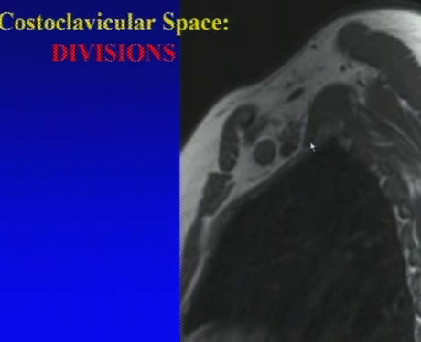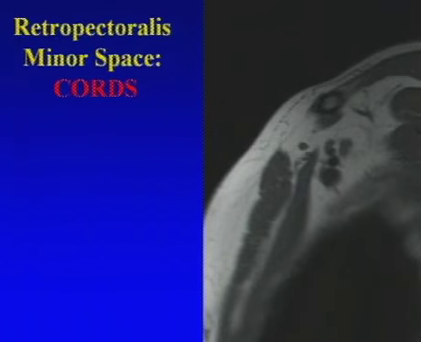And then as we move more laterally into the retropectoralis minor space, so we have the pec major muscle, pec minor muscle, and at this level, we start to visualize the chords. So here's the subclavian artery, subclavian vein. So we have the lateral, posterior, and medial chords.